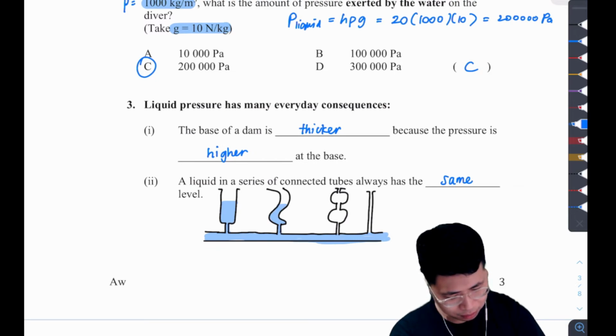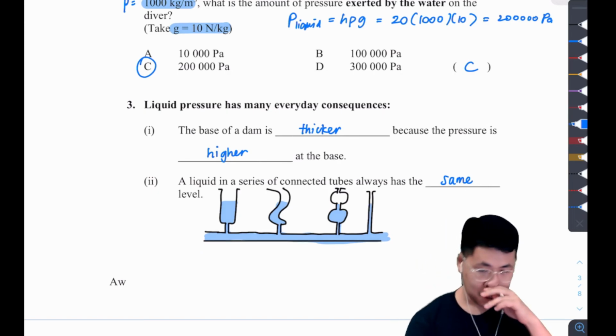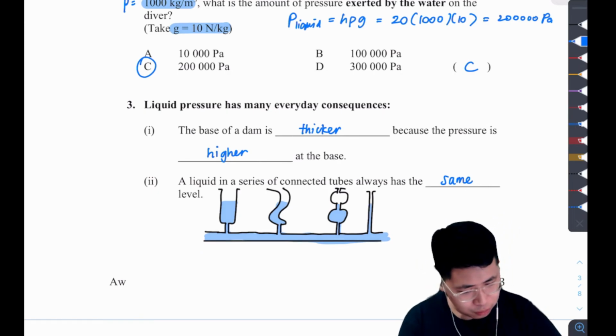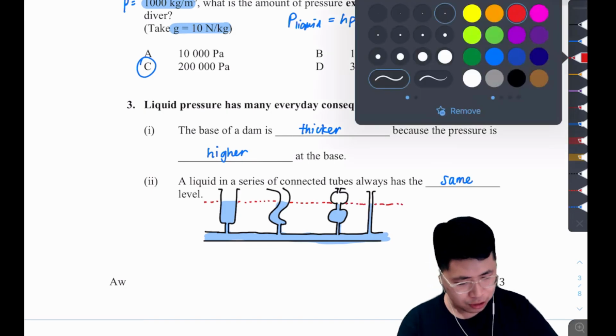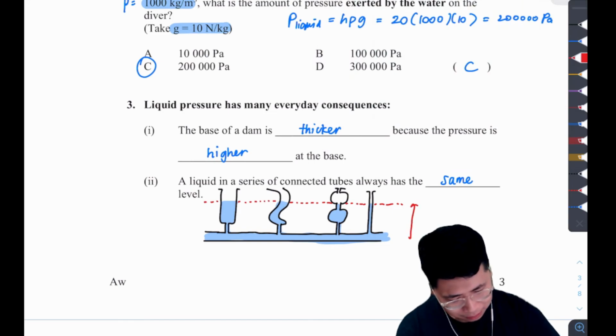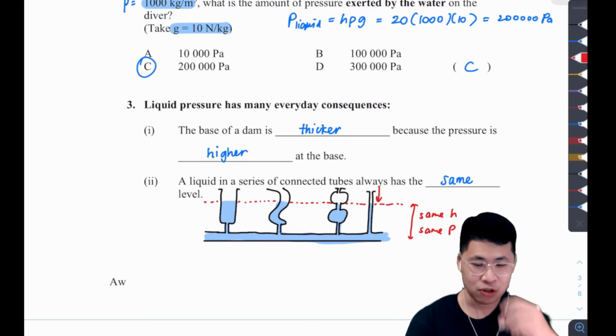So take some time to draw in this diagram over here, like maybe here, and the last one is going to be until here. Across all four tubes, the level of water is going to be the same, because the same depth has the same pressure. Same height, same pressure. What kind of pressure are they withstanding? The atmospheric pressure from the top.